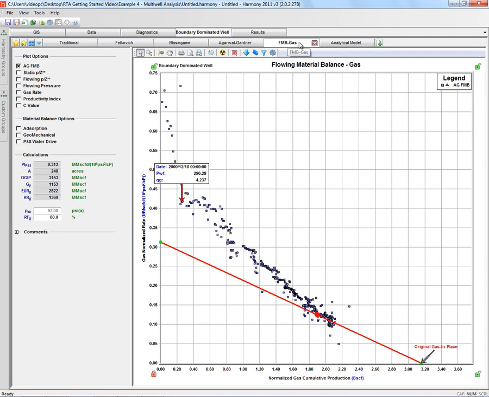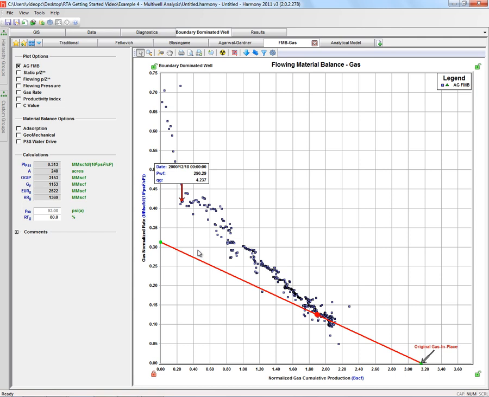Now we're going to take a look at the flowing material balance analysis. The flowing material balance analysis is probably the single most practical and popular feature of the RTA software. And we've been using this tool for years in a variety of different producing environments with great success.